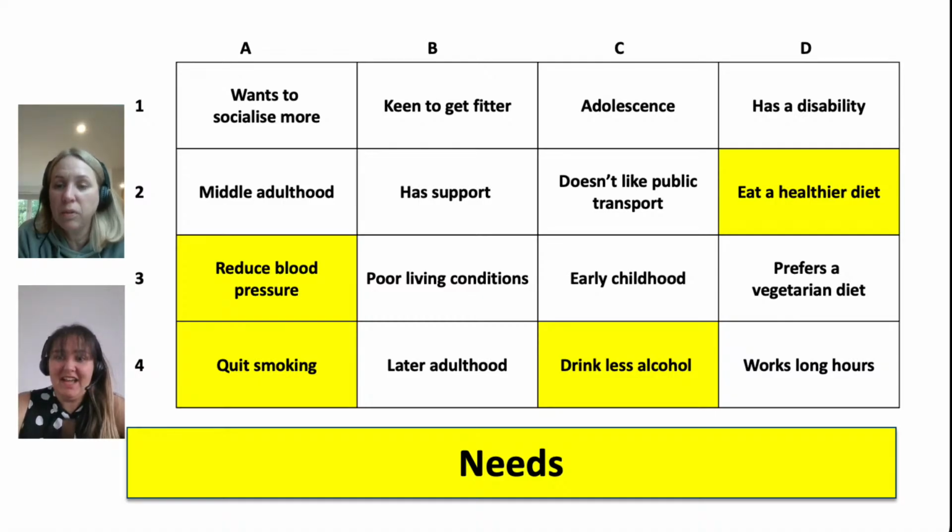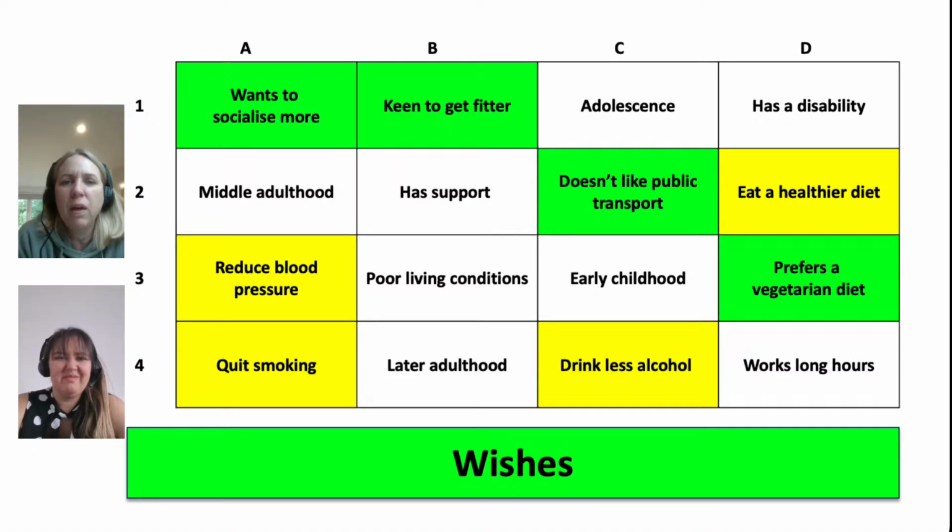Grace is pretty quick on the chat. Okay, so Grace, absolutely, A1, and then Grace is saying D3. Yes, prefers a vegetarian diet. Sorry, I'm just having a look now because they've all popped up at once. So Lisa Lee is saying maybe C2, doesn't like public transport. Yeah, absolutely. That's a preference, isn't it? And our last one is B1 from Dammy. Well done, Dammy. Excellent. Keen to get fitter. Something that's their wishes. So these are wishes.